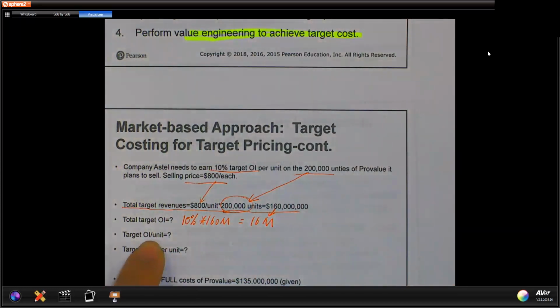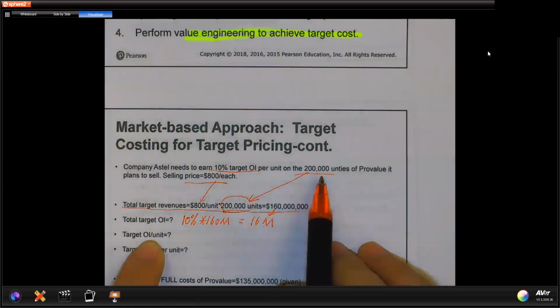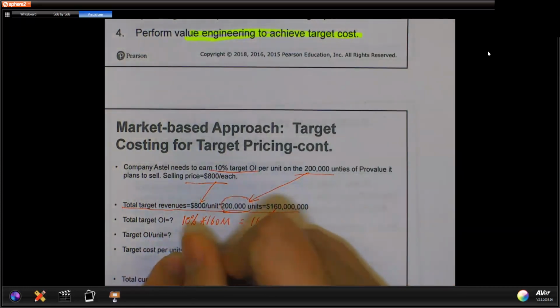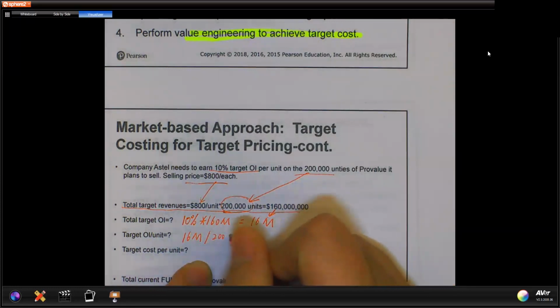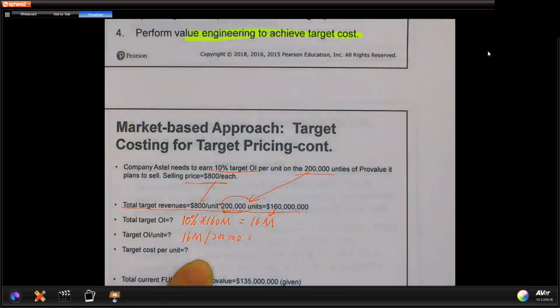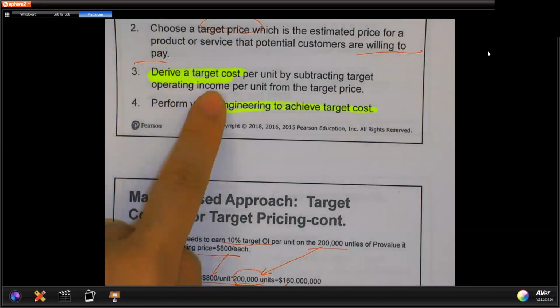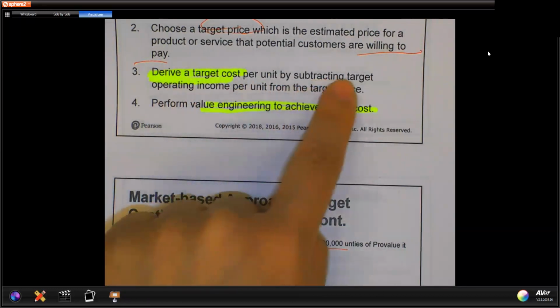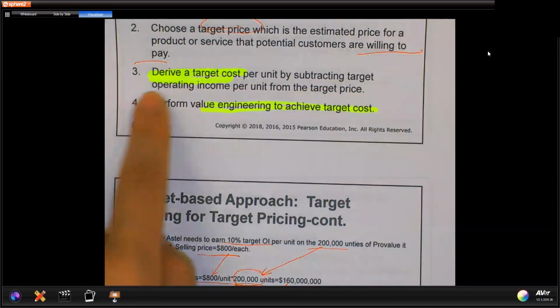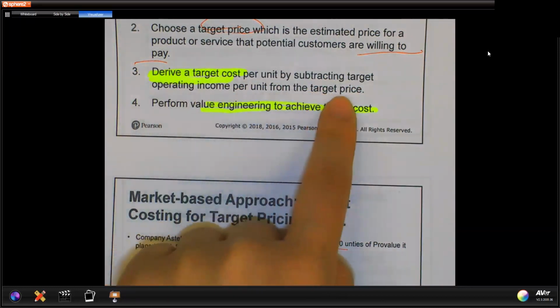But it's out of 200,000 units, right? So for each one it will be 16 million divided by 200,000 units. So each one, how much do I want to earn? Each one I want to earn $80. I want to earn $80 as my target operating income. The next question is, what is our target cost? So remember, we talk about how you derive the target cost per unit by subtracting the target operating income per unit from your target selling price.